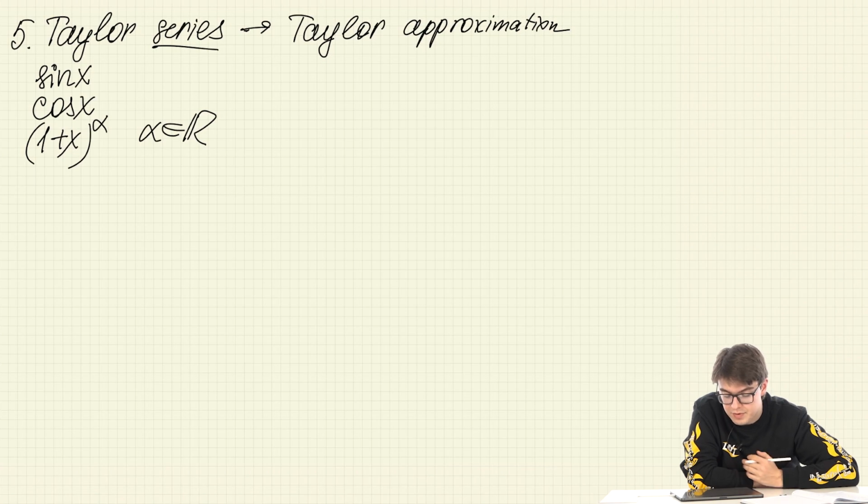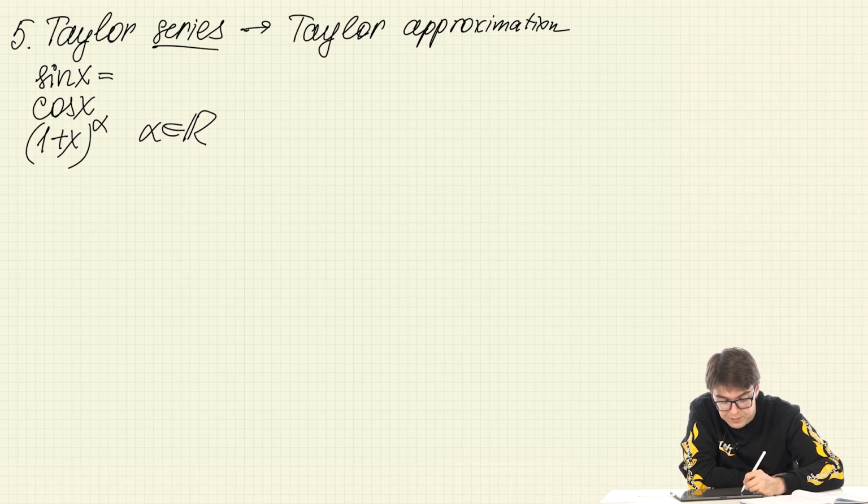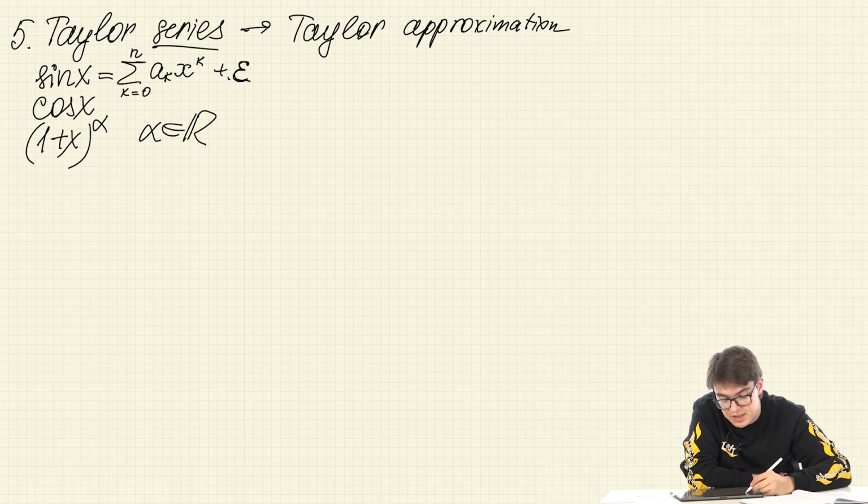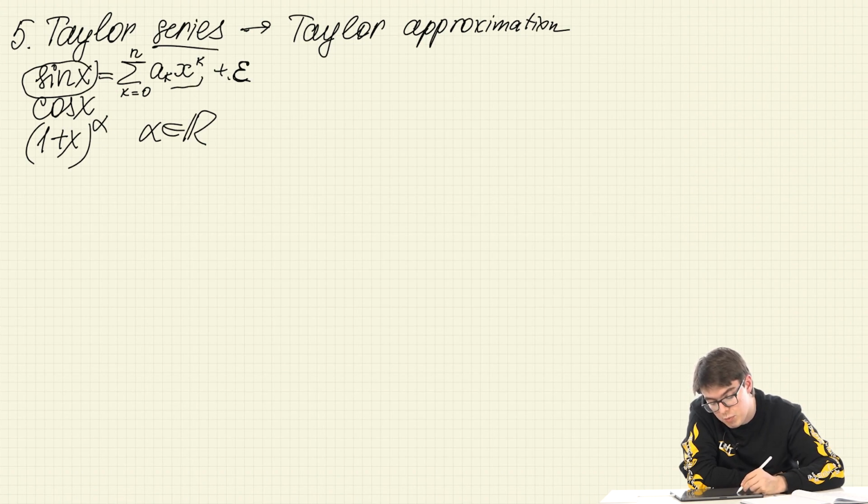It is the polynomial, and it has a finite length. It means that it's not infinite. So there is an expression like a_k x in the power of k, starting from 0 to some n, and plus something, the error with which we know the result of calculating sine x with this polynomial.